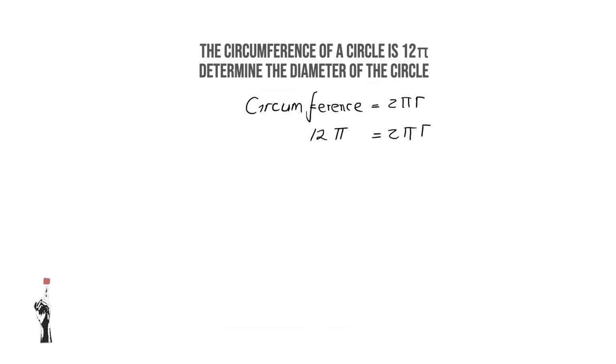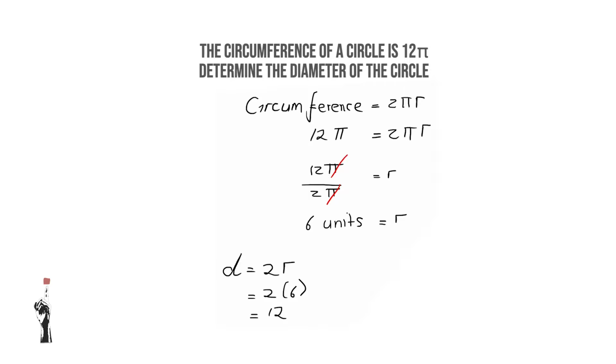To determine r, I say 12 pi divided by 2 pi. Therefore, the 2 pi's can cancel out, and I am left with r being equal to 12 divided by 2, which is equal to 6 units. Watch out, I have still not answered my question. My question asks for the diameter, and I know that the diameter is equal to 2 times the radius, which is equal to 2 times 6, and therefore my diameter will be equal to 12 units.